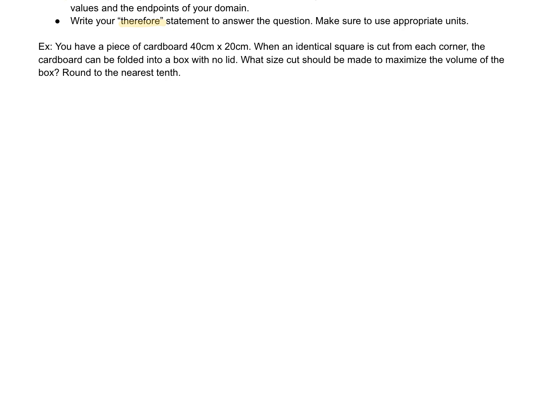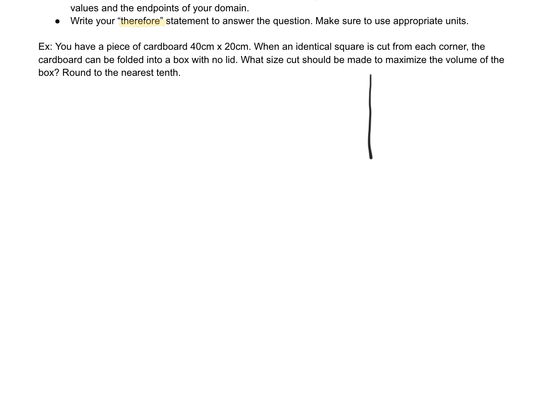So in our first example, you have a piece of cardboard that is 40 centimeters by 20 centimeters. When an identical square is cut from each corner, the cardboard can be folded into a box with no lid. What size cut should be made to maximize the volume of the box? Round to the nearest tenth. I definitely need a diagram here.